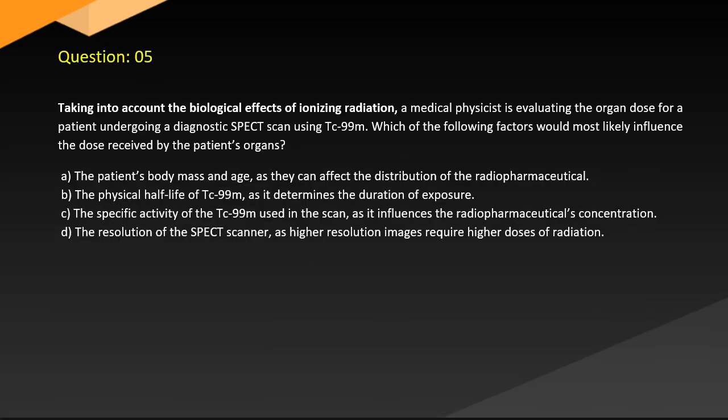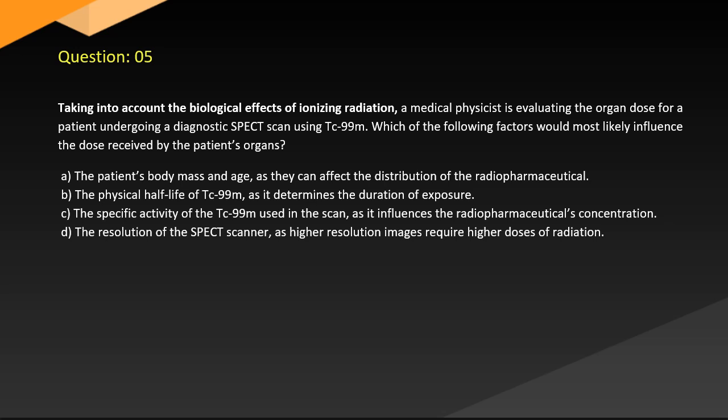Question 5. Taking into account the biological effects of ionizing radiation, a medical physicist is evaluating the organ dose for a patient undergoing a diagnostic SPECT scan using Tc-99m. Which of the following factors would most likely influence the dose received by the patient's organs?